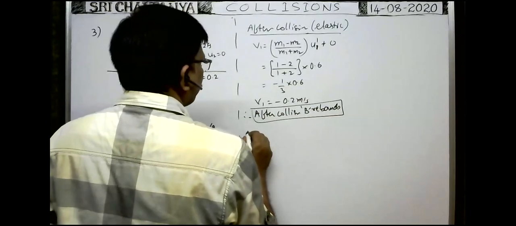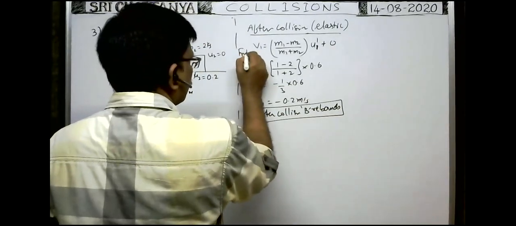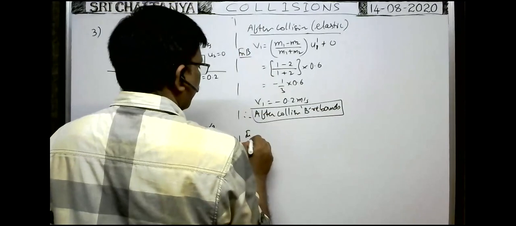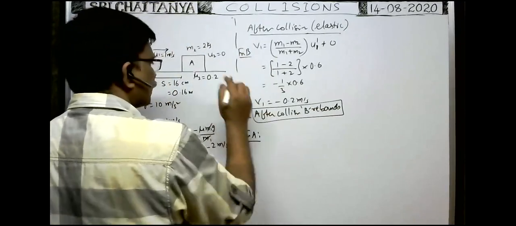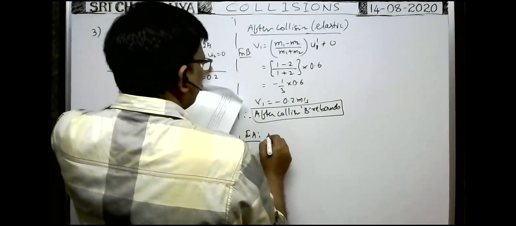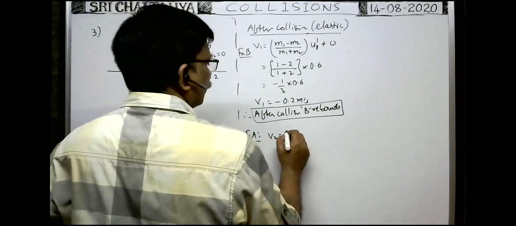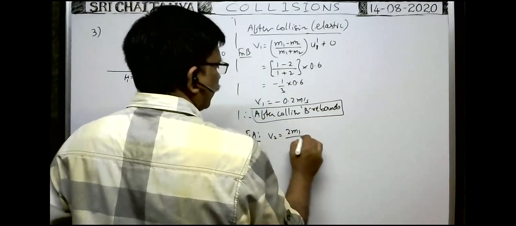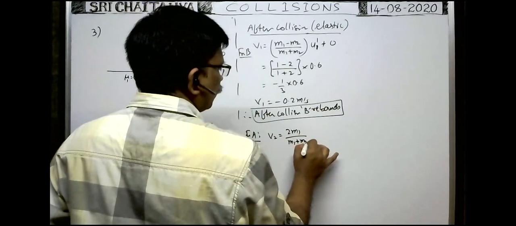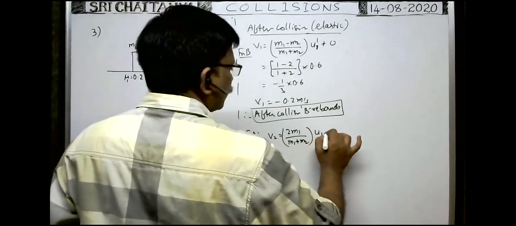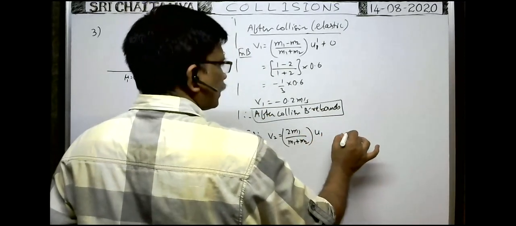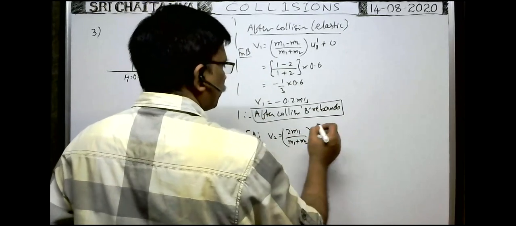Next, what about the velocity of this one? So for A after collision, what is the velocity of this A? That means v2 is equal to, what is the formula? 2m1 by m1 plus m2 into u1 plus m2 minus m1 by m1 plus m2 into u2. u2 is 0, that's why this term becomes 0.